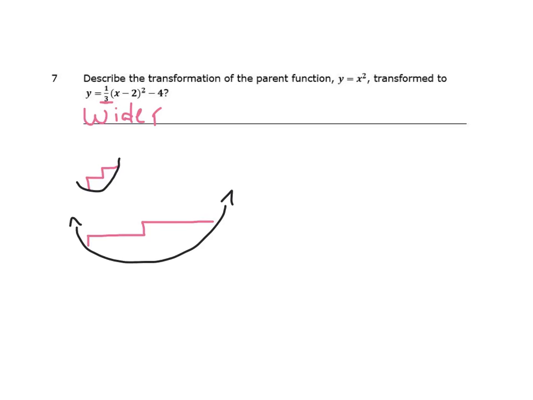Then we're also gonna go into what's inside the parentheses. Because it's a -2, remember in the parentheses we do the opposite. So this is gonna be to the right 2 units. And then we look at what's outside the parentheses is a -4. So that means it's going down 4 units.